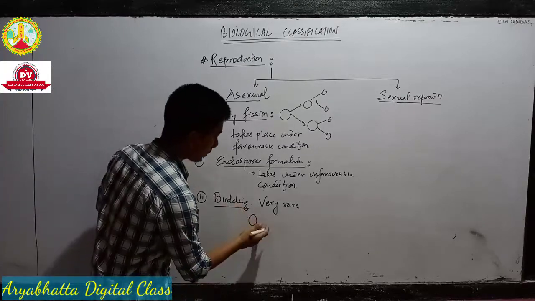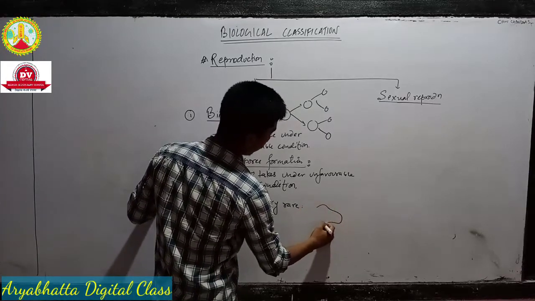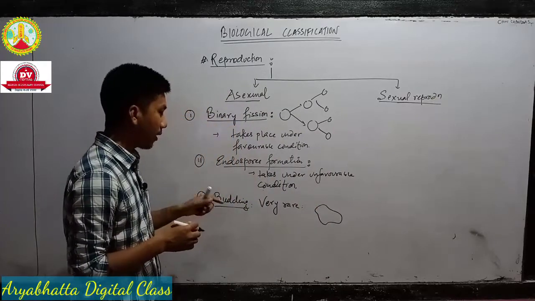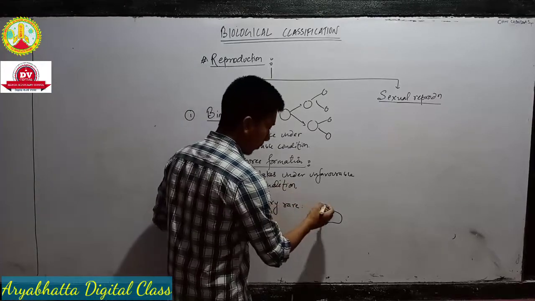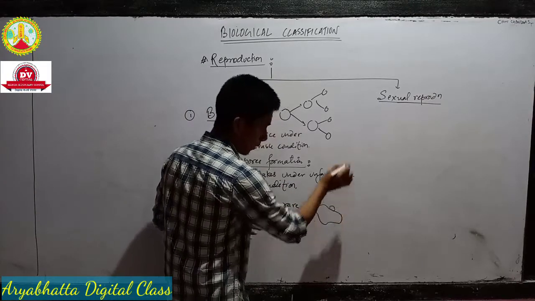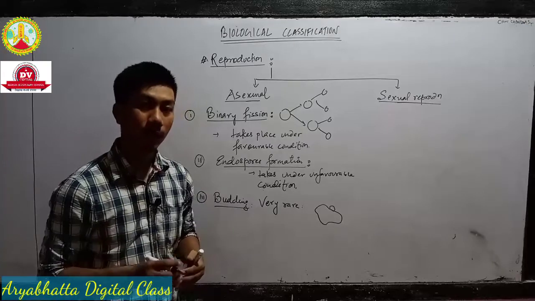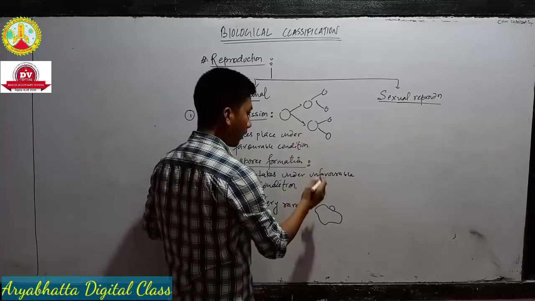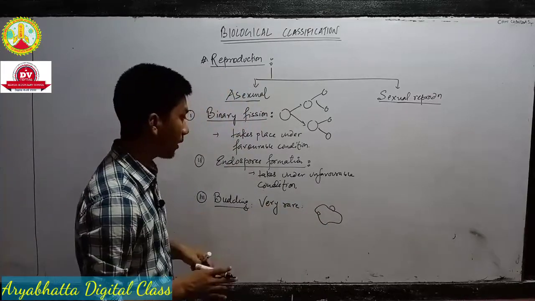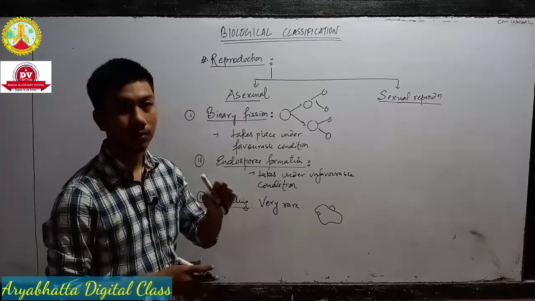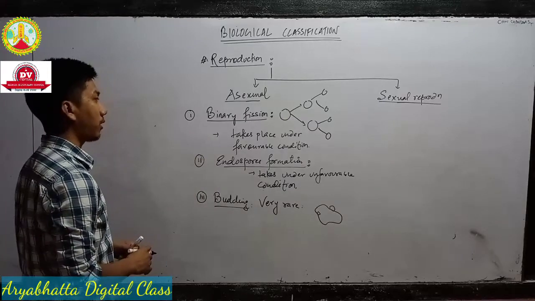Suppose this is a bacterial body. Let me just give you a rough diagram. In budding, what happens? A small bud develops, either outside of the body or inside of the body. If it is developing outside of the body, like this, a small bud develops, and this bud later on gives rise to a new bacterial body. बाहर भी develop करते हैं, अंदर भी develop करते हैं. So that's it. This is the process of budding, and it is very rare. In a few bacteria only it is found. So these are the types of asexual reproduction.